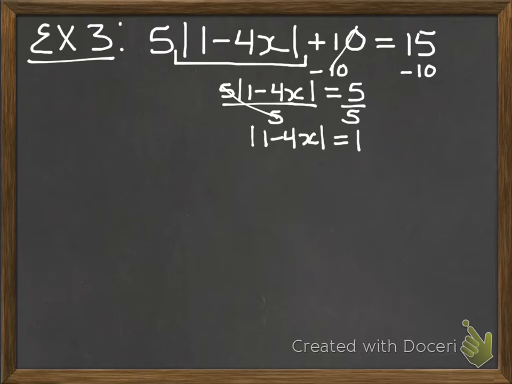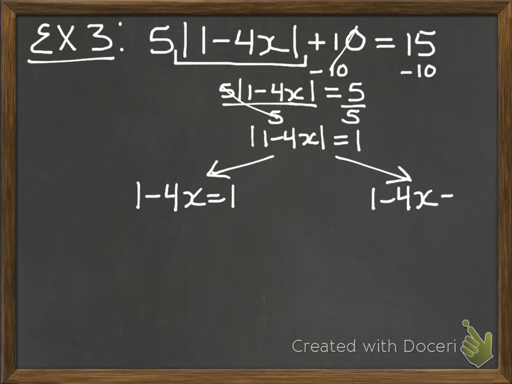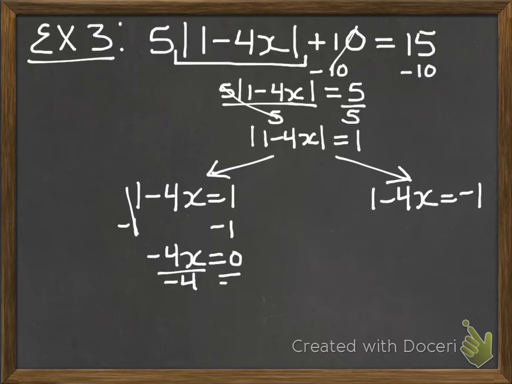Now that I've isolated the absolute value, I know I have two different solutions. One could be that 1 minus 4x equals positive 1, and the other is 1 minus 4x could equal negative 1. So if 1 minus 4x equals positive 1, then I can subtract 1 from both sides. That gives me negative 4x equals 0. Divide both sides by negative 4, and I get one solution that x could equal 0.